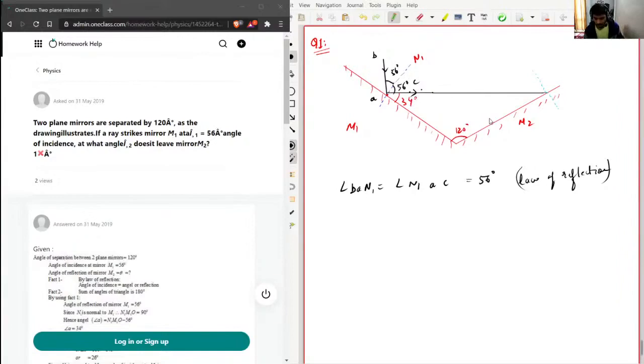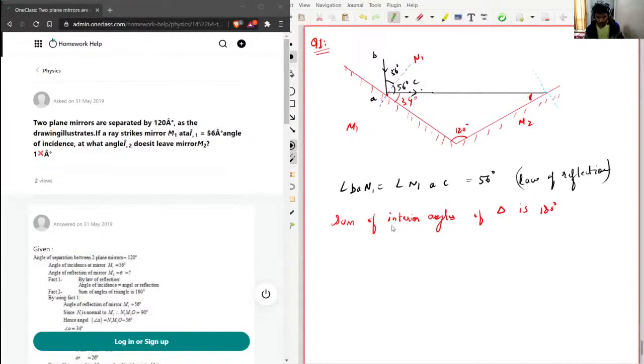degrees. And we can clearly see that this is a triangle, and sum of the interior angles of a triangle is 180 degrees. So we can find this angle.